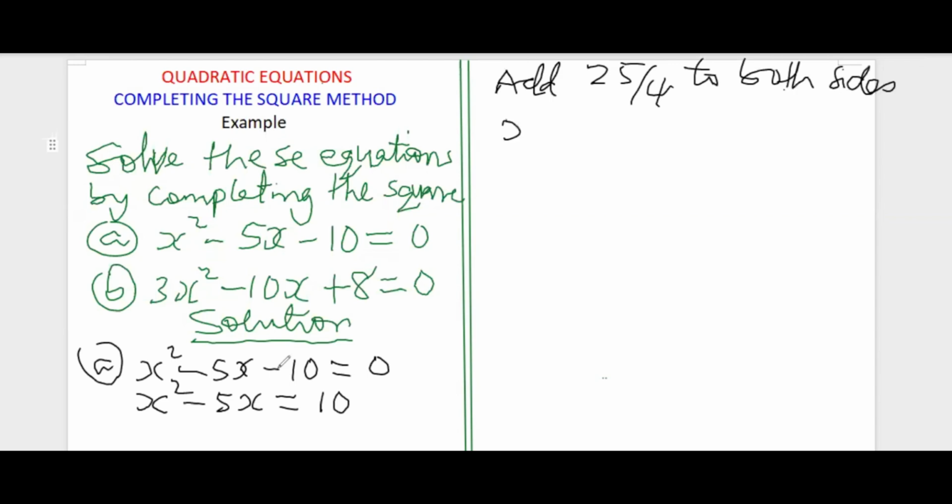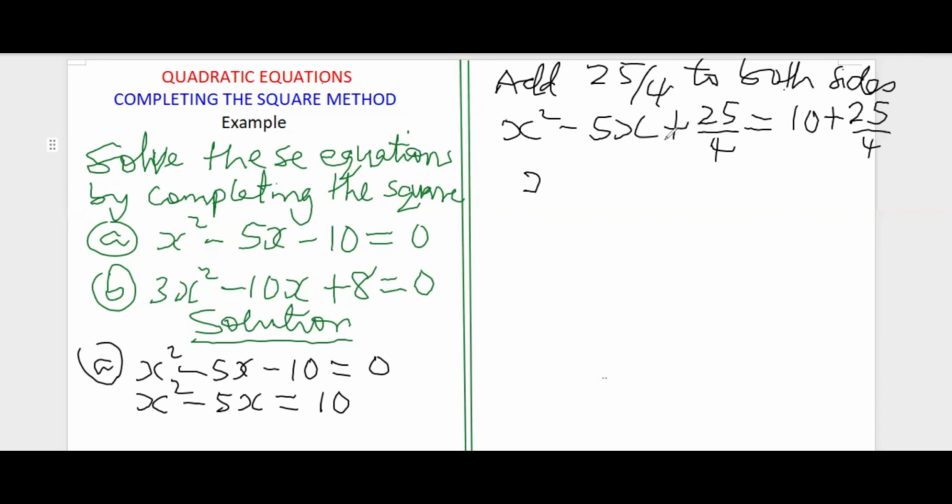So we now have x squared minus 5x plus what makes this perfect equals to 10. So from here, this is perfect now. The whole expression here is perfect now because half of this square is this. So how do we factorize it?